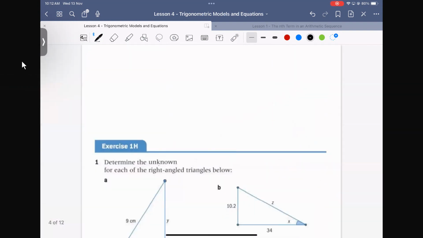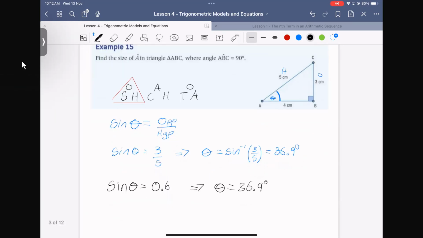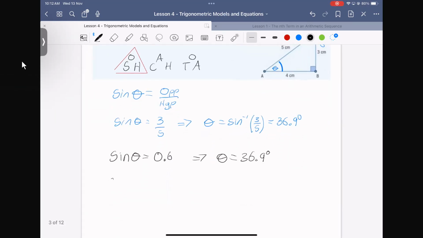A lot of people might choose to use the sine rule. Once you've mastered the sine rule, it's an easy sort of formula to use. But you're wasting a little bit of time because with the sine rule, you're using sine of 90 over 5 is equal to sine theta over 3.